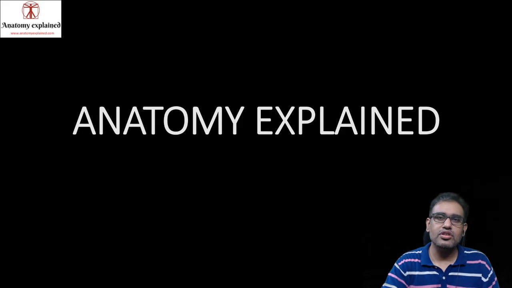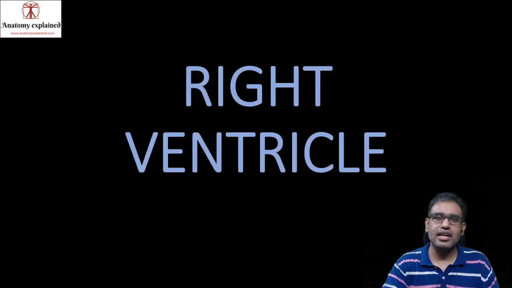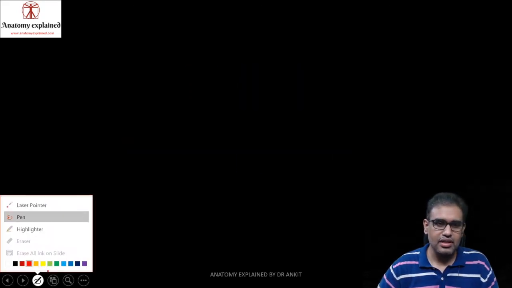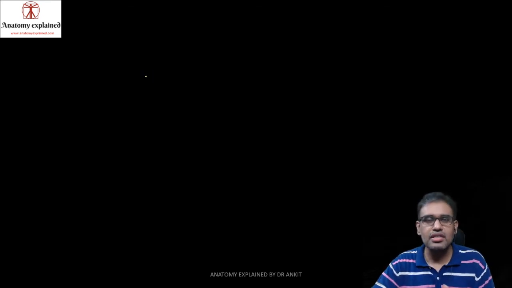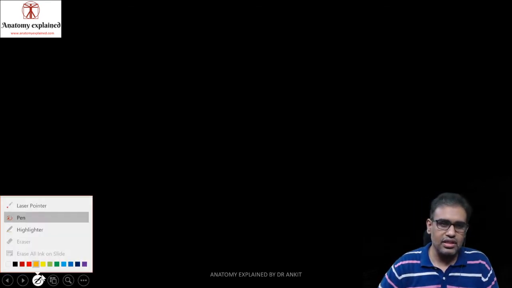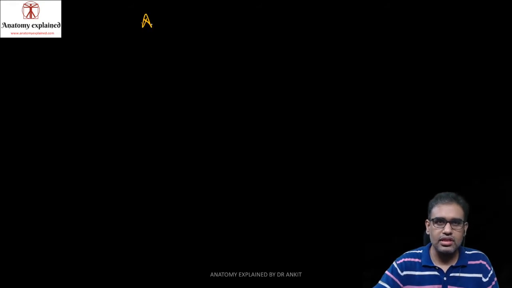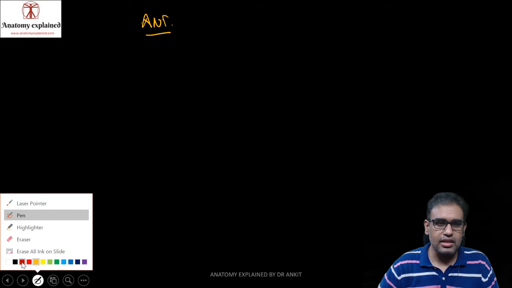So the topic for today is our right ventricle. Let's start the anatomy of the right ventricle. As already discussed, the right ventricle is in sequence, that is, it comes after the right atrium. As we have seen the anterior view of the heart, if we see it again, then it appears like this.